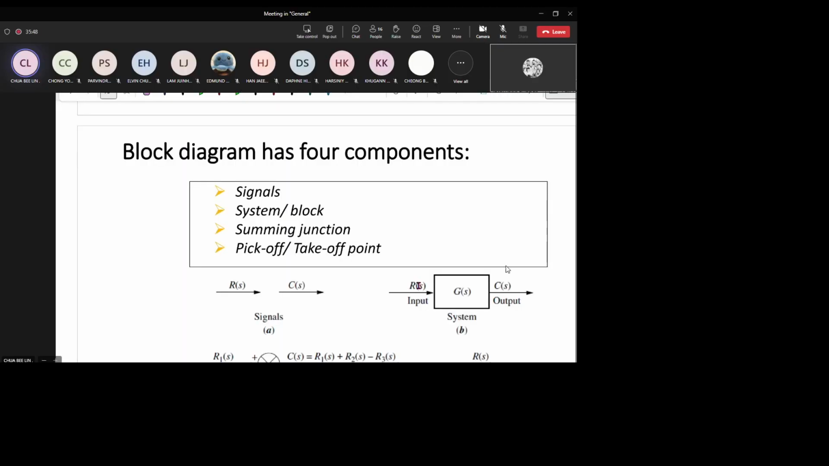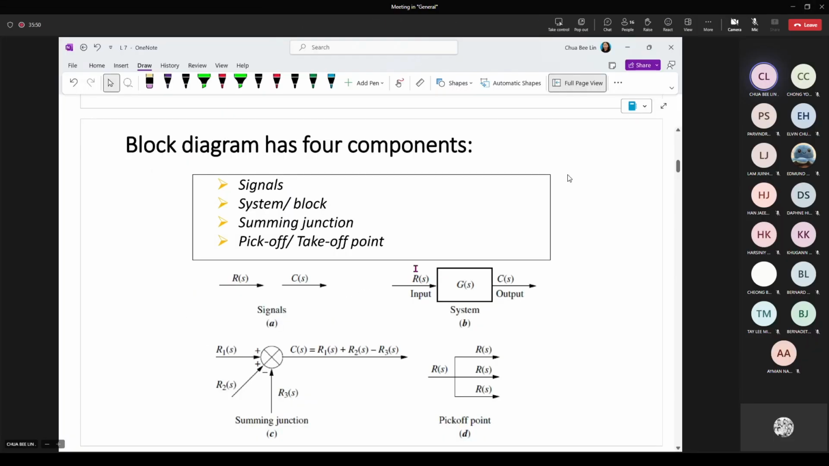Sometimes they do not use the letter R to indicate the input, so you have to read the question. Sometimes they use the X, sometimes they use the R to indicate the input. So we have the signals. Signals means input signal, the one going into the block, and the one leaving the block we call the output signal. So this is the input signal, and this is the output signal. Okay, so transfer function G(s) will be C(s) over R(s).